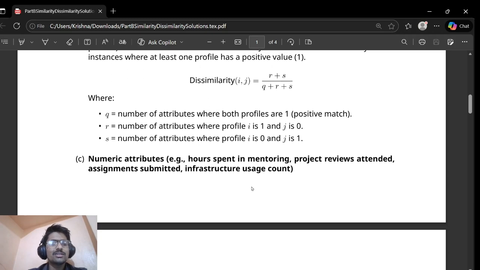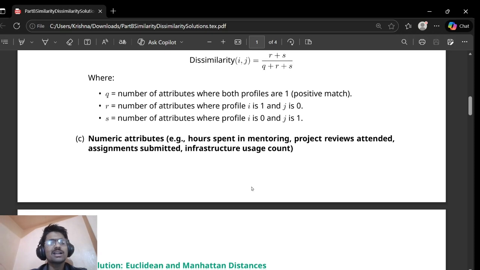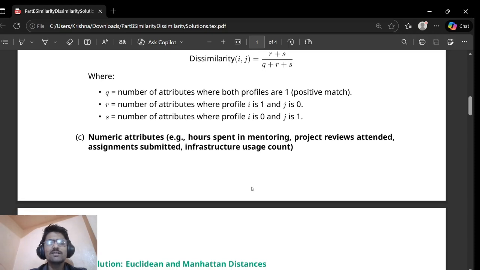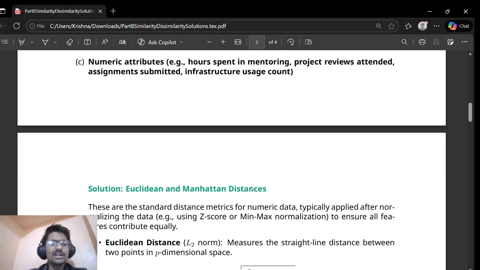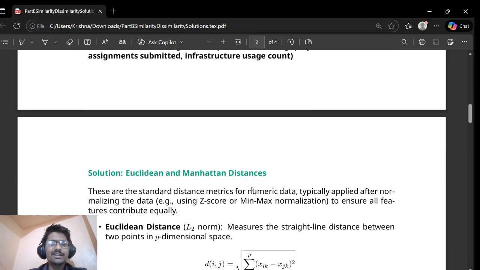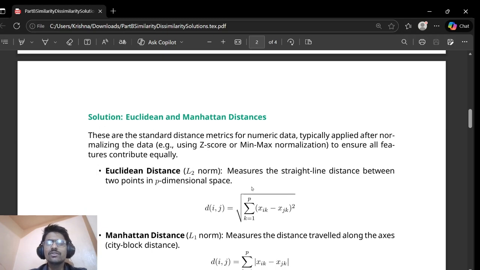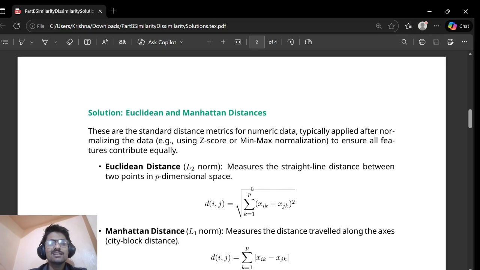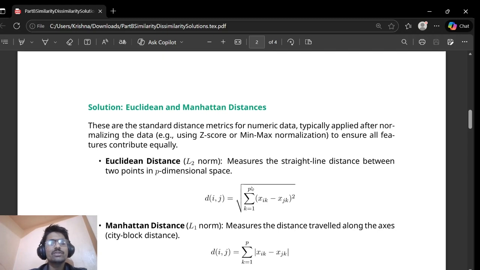Next, numeric attributes, for example hours spent in mentoring, project reviews, attendance, assignments submitted, infrastructure usage count. Solution: Euclidean and Manhattan distance. These are the standard distance metrics for numeric data, typically applied after normalizing the data, for example using z-score or min-max normalization to ensure all features contribute equally.